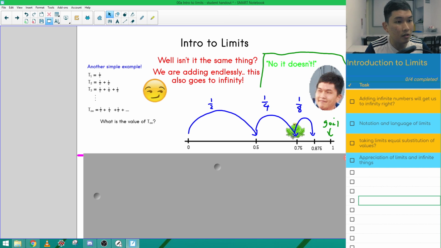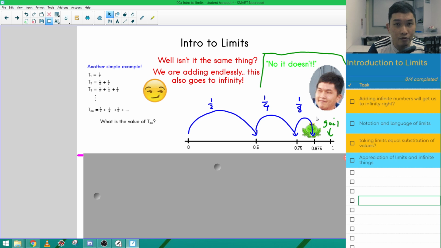Okay, and you'll see that he moves here. So my question is, what is the remaining distance? It is 1/8, and his next jump will be 1/16. Yeah, and then the next one will be 1/32, 1/64, 1/128, 1/256, so on and so forth.